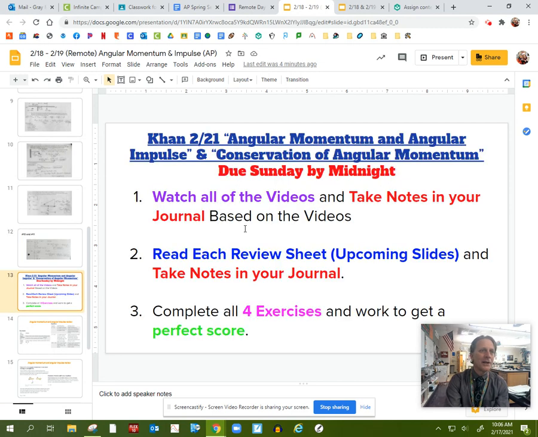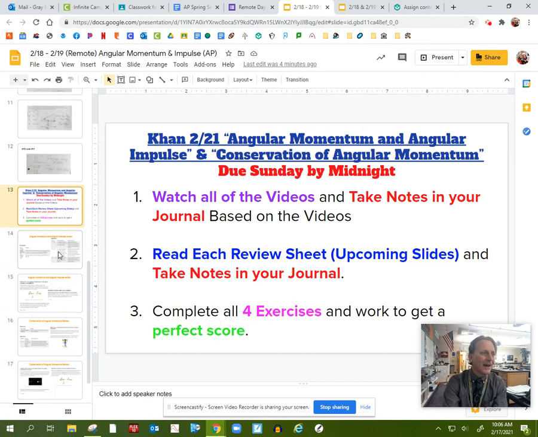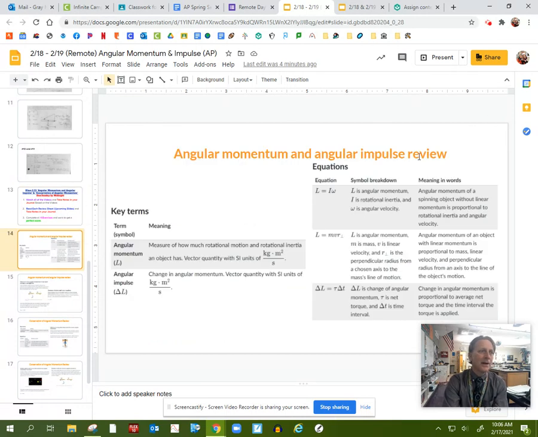All right, next thing we're going to do then is we're going to be introducing this next topic here with angular momentum and angular impulse and conservation of angular momentum. So for this lesson, I want you guys to, again, watch all the videos and take notes in your journal. Review each review sheet, and I went ahead and just posted them to the upcoming slides in addition to what's in Khan. And then make sure to work on your 4 exercises with the goal of getting a perfect score in each one.